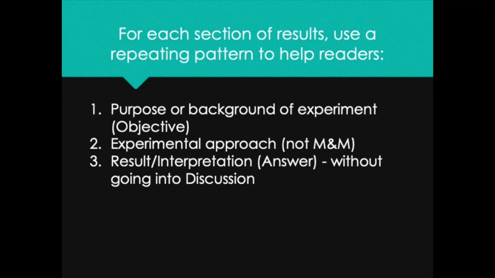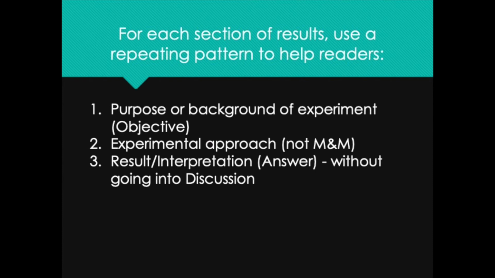Now, I mentioned earlier when we were looking at learning objectives that you need to not repeat materials and methods in the results section. When authors do that, usually the reason is that they're trying to give some context for the result they're about to tell. Instead of repeating materials and methods, what I recommend to do is use this repeating pattern. Briefly tell the purpose or background of the experiment, and then give an overview of the experimental approach, but not materials and methods details. And then give a result and an interpretation if necessary, which is the answer to the objective, but do that without going into discussion.